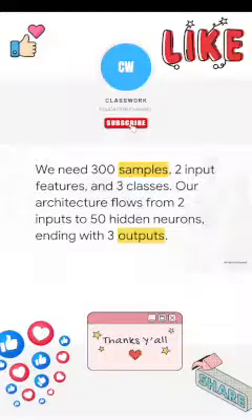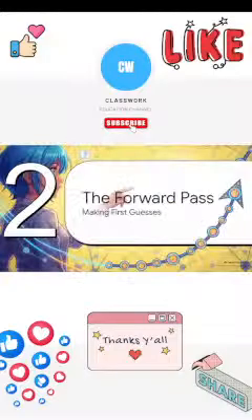What this means is our architecture will flow from 2 inputs straight through a 50-neuron hidden layer that we initialize with small random weights, and finally funnel down to 3 outputs. It's just a really simple, elegant structure that's ready to be trained. Moving right along to step 2, the forward pass, where we make our very first guesses.